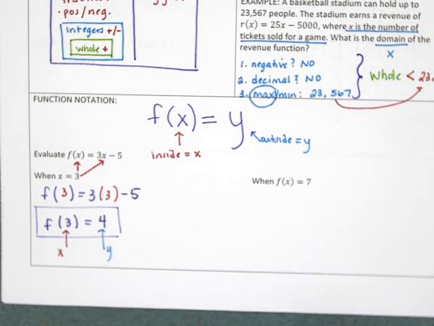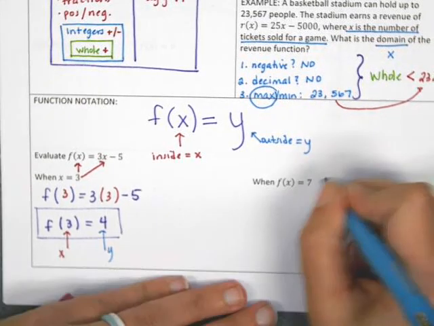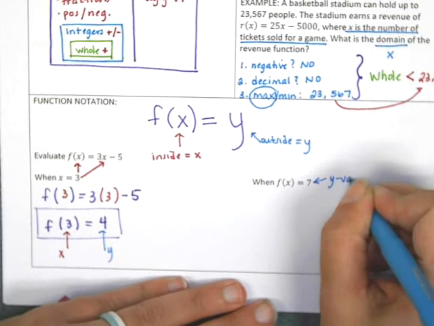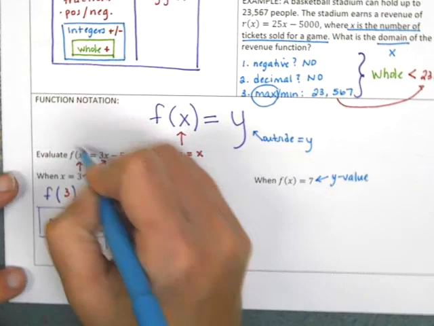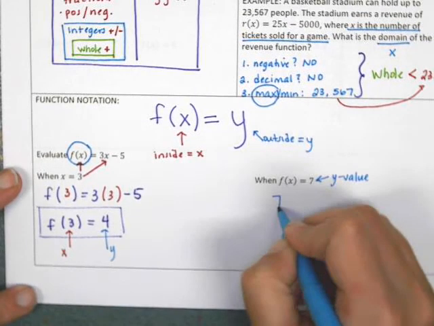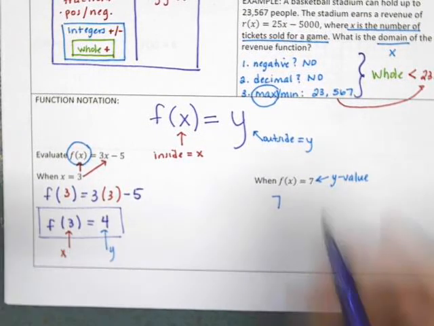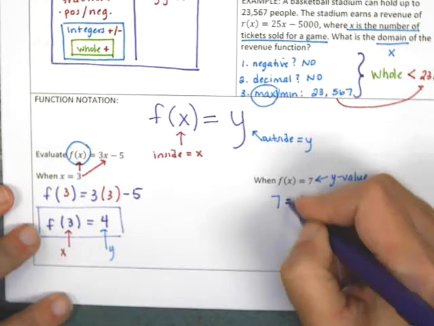Now, if I give you this, for example, where it says f of x equals 7, this is going to be a y value, because that's outside of the parentheses. So what I would do is I would replace the whole thing on the left side of the equal sign with 7. So 7 equals 3x minus 5. And then I would solve this.